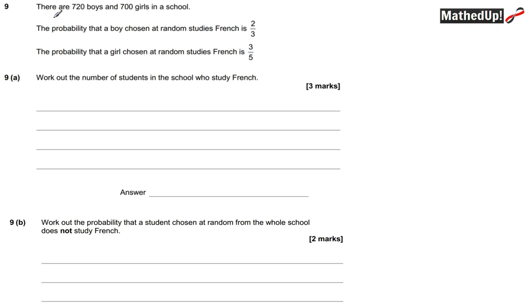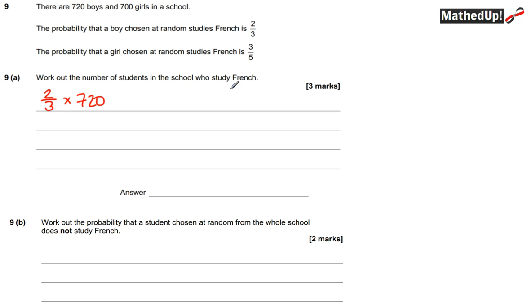Okay, question 9. There are 720 boys and 700 girls in a school. The probability that a boy chosen at random studies French is 2/3. The probability that a girl chosen at random studies French is 3/5. We need to work out the number of students in the school who study French. So I need to work out what 2/3 of 720 is. So we're going to do 2/3 of 720.